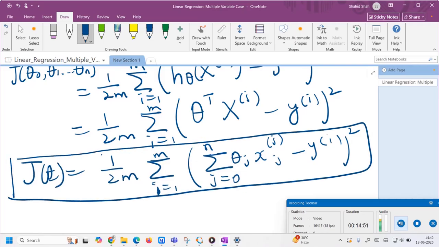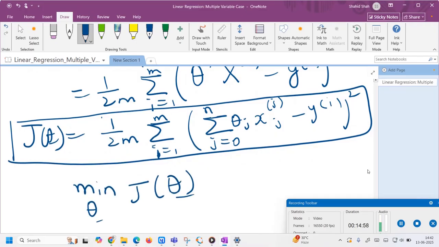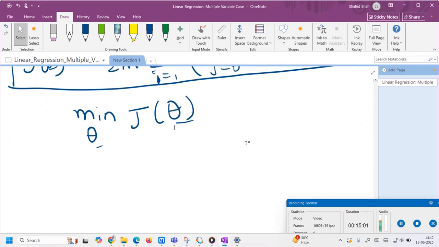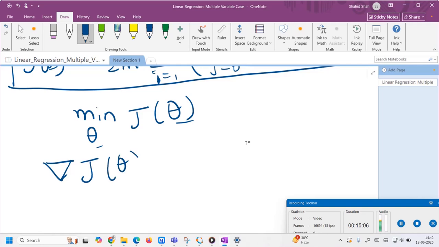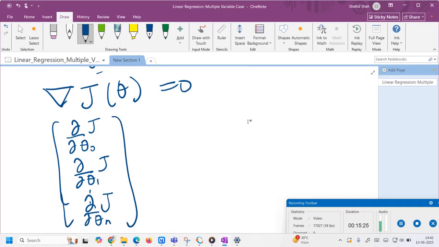and the goal of this machine learning algorithm will be to minimize, to find theta which minimizes this loss function. And you all know what is the first step for minimizing it. Put the gradient of J of theta equal to 0. And you know what is gradient? By definition, it will be del upon del theta 0 of J, del upon del theta 1 of J, dot dot dot, del upon del theta n of J. Put that equal to 0, 0, 0.